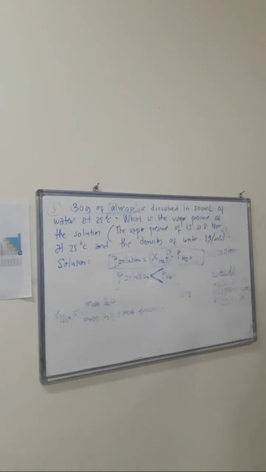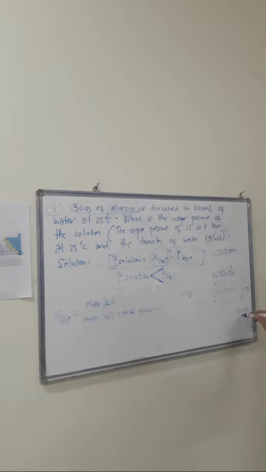So 72 plus 12.096 plus 96 is equal to 180 point something for glucose. 180.096.